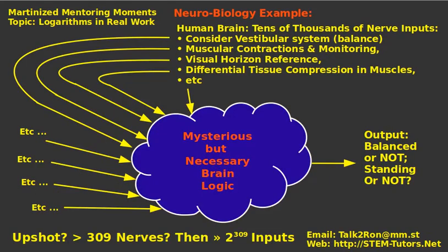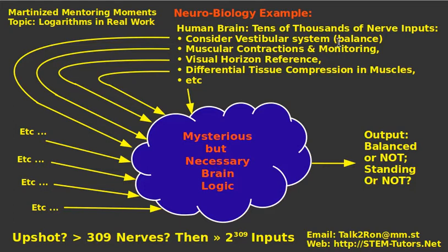Another real-life situation. This came up years ago indirectly in neurobiology, while helping an MCAT student, a medical college admission test student. The human brain has tens of thousands of nerve inputs. Matter of fact, according to the Wikipedia page, the average human being, in about 1 inch of skin, has over 1,000 nerve endings. That means your brain is essentially paying attention to thousands and thousands of nerve endings. Now, 1,000 is way bigger than 309. So why is your brain able to do this? And here's a classic example: just standing up vertically and keeping your balance.